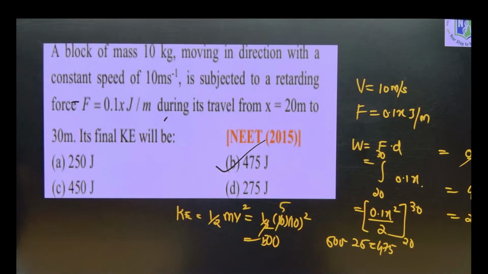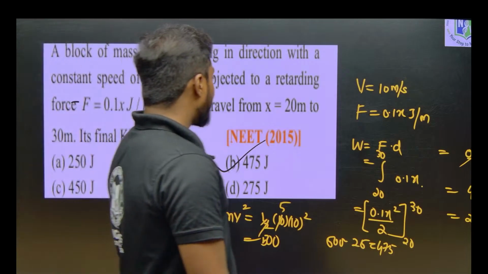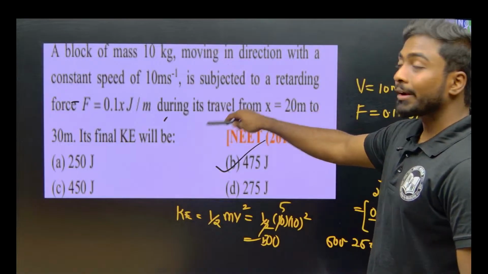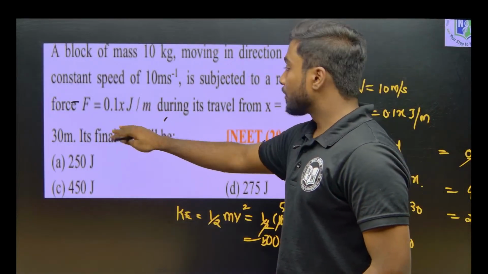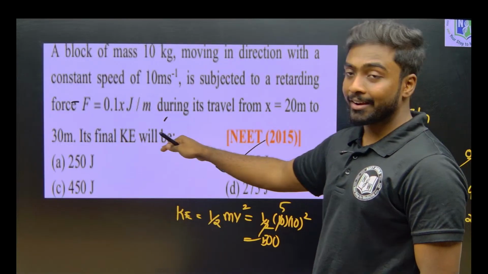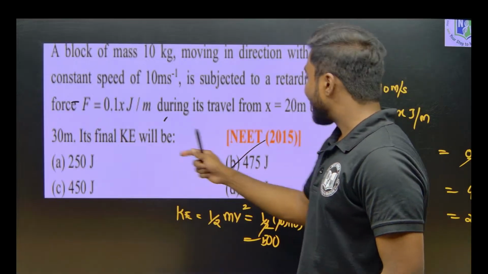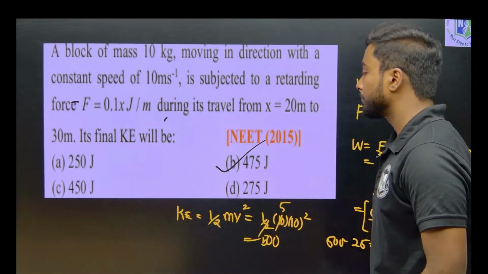475 joules, that's the answer. So the only thing I need to find is the work done by the retarding force and the kinetic energy during the travel. If I subtract those things, I will get the answer. That's what the question is asking.